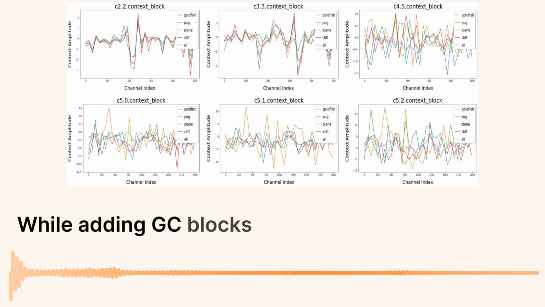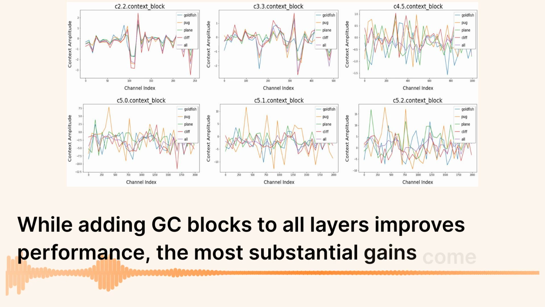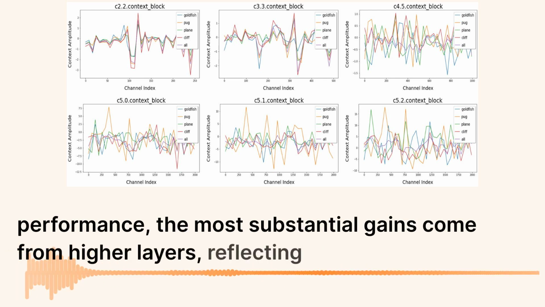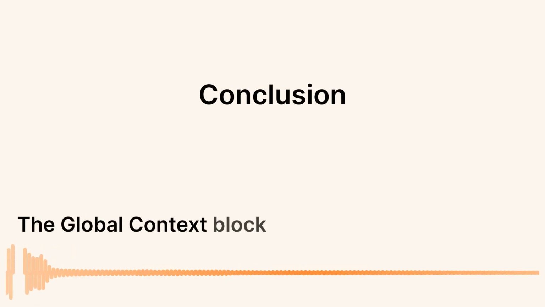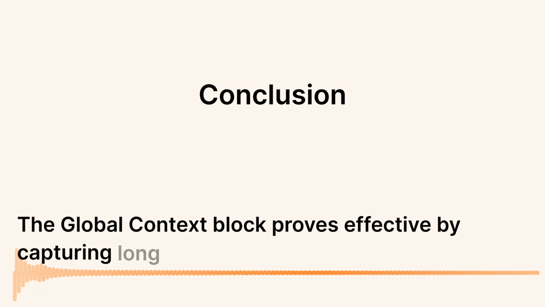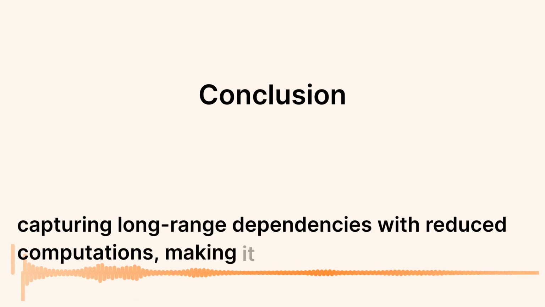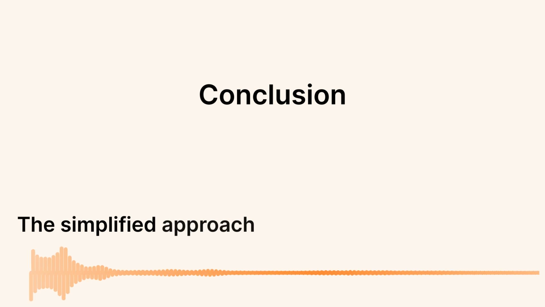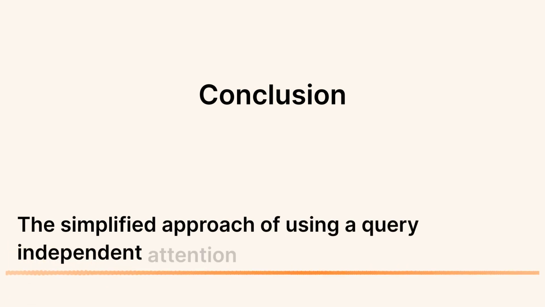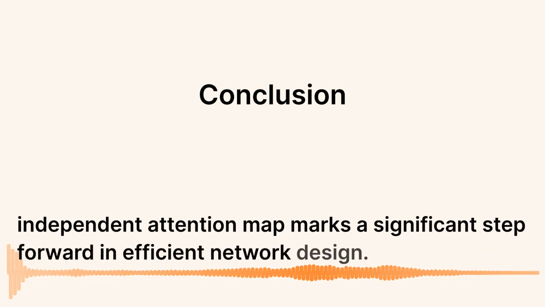While adding GC blocks to all layers improves performance, the most substantial gains come from higher layers, reflecting better semantic feature integration. The Global Context block proves effective by capturing long-range dependencies with reduced computations, making it suitable for various recognition tasks. The simplified approach of using a query-independent attention map marks a significant step forward in efficient network design.